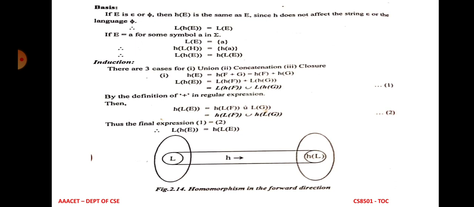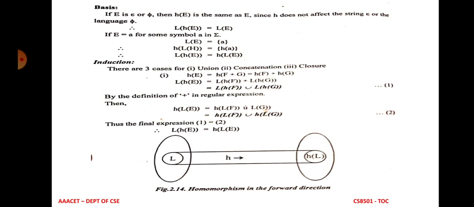E is the regular expression and h is a homomorphism. So L of h of E is equal to L of E, because E stands for epsilon or phi, so the homomorphism of the particular language is equal to the language of the particular expression. In case capital E is equal to a, a regular expression consisting of a single symbol a, then L of E is equal to a. Again we apply the homomorphism function on the particular expression: h of L of E is equal to h of a. Again we apply the homomorphism function on the particular input symbol.